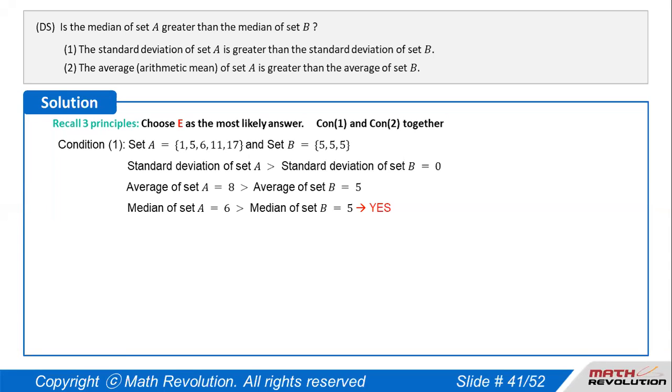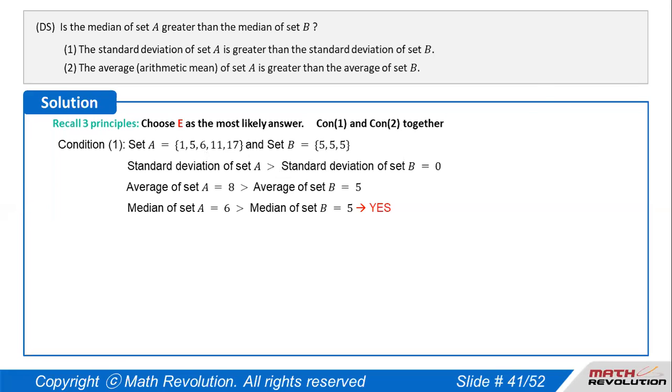So what we could consider is, if set A is 1, 5, 6, 11, and 17, and set B is 5, 5, 5, the standard deviation of set B happens to be 0, because they are all the same numbers. So automatically the standard deviation of set A is greater than set B. Now if I find the median of set A, the median would be 6.